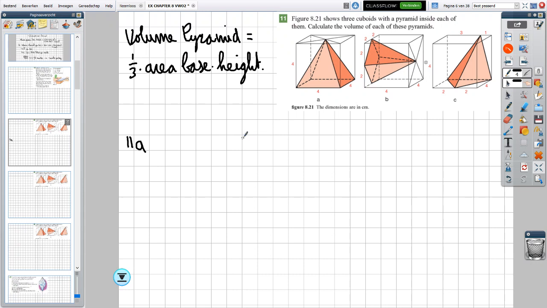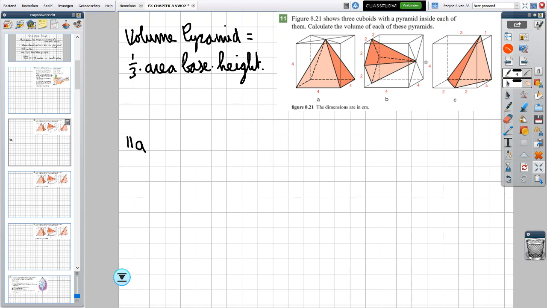Welcome back everyone. We're going to take a look at exercise 11, which is all about the volume of pyramids. Again, I'm going to show you two of the three and you can try the other one by yourself. We're going to start with just A. We want to calculate the volume of this pyramid right here.